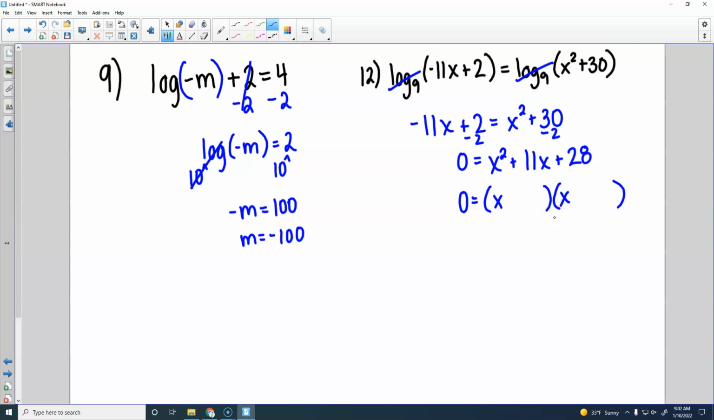And then I'm going to factor this. We'll have x and x. What numbers could I use to get 28, but 11 in the middle? We'll get 4 and 7. So I will get x equals negative 4 and x equals negative 7. I do need to check to make sure that I'm not getting negatives here inside of the parentheses. But if I do negative 11 times negative 4 or negative 7, that gives me a positive number. So it's going to be okay over here. When I square a negative, I also get a positive. So both of these are okay.